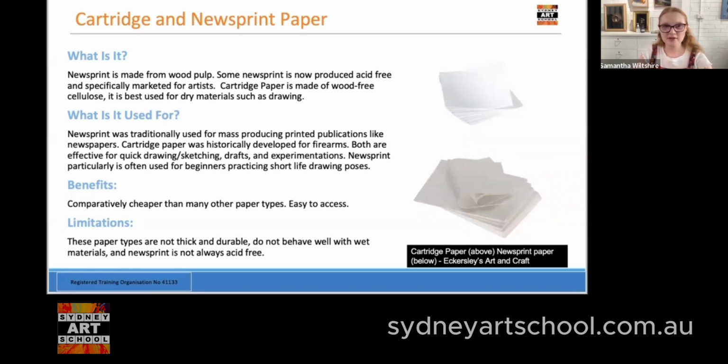The benefits of both of these paper types is that comparatively, they're usually quite a bit cheaper than other types of paper, and they're also really easily accessible. You'll be able to buy them at most art suppliers. And the limitations are that these paper types are not as thick and durable as other paper types. They do not behave well with wet materials. And in the case of newsprint in particular, it's not always acid-free.